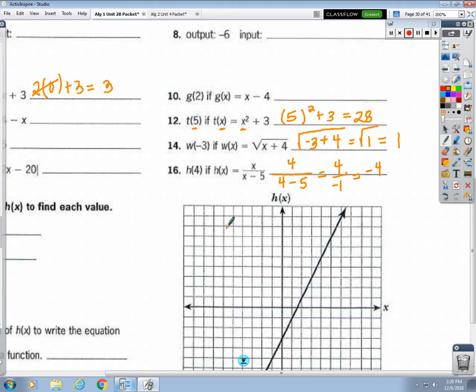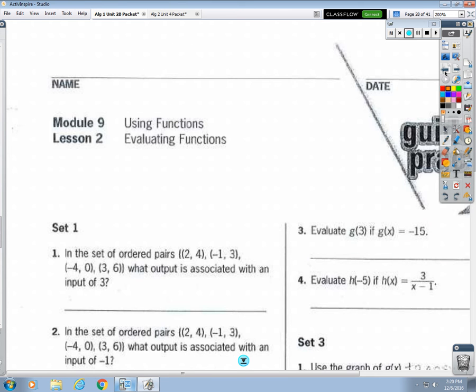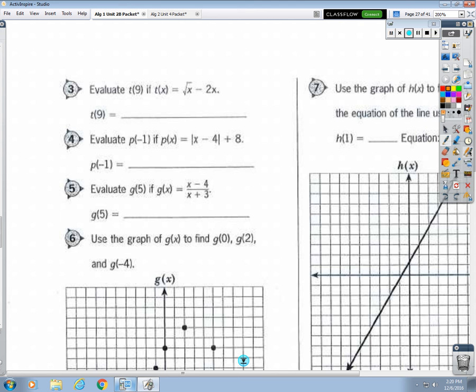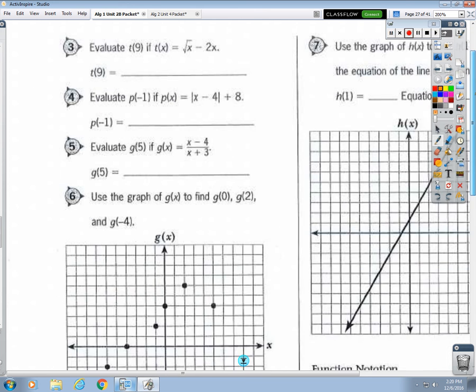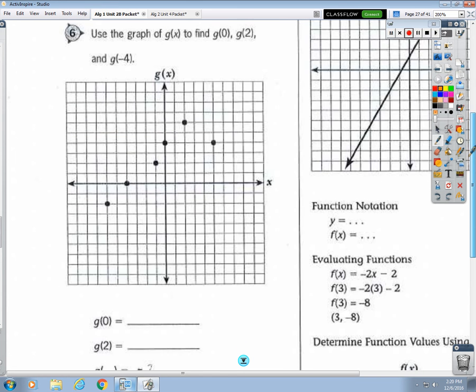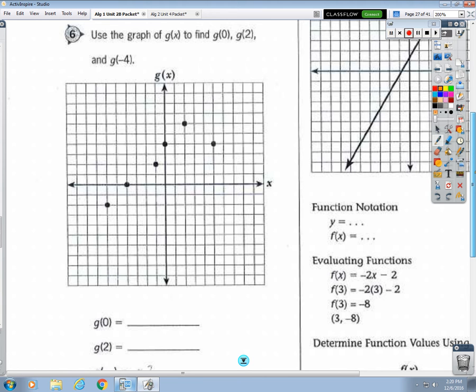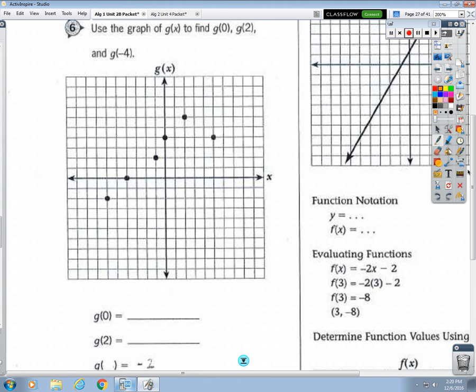Okay, well then now I need you to turn back to page 26. Okay, we did part of it, but we didn't do all of it. Go down to right here, number 6. Page 26. Okay, today we're going to learn how to find inputs and outputs when they've given us a graph of the relation. Some of you really need to pay attention.